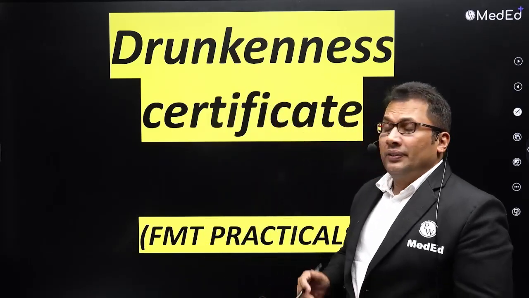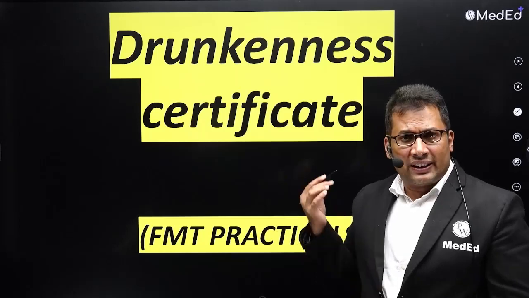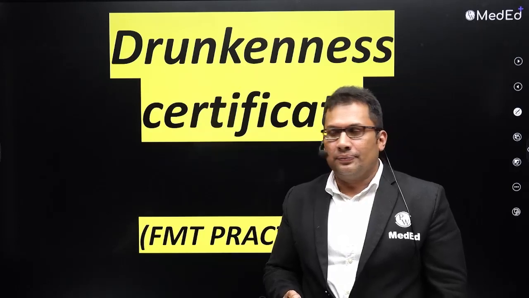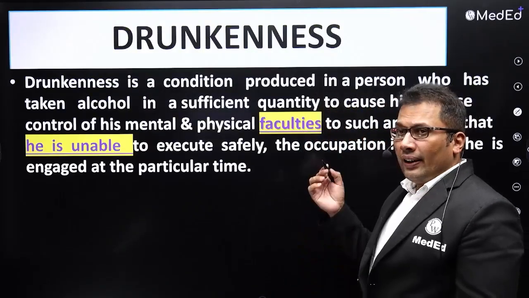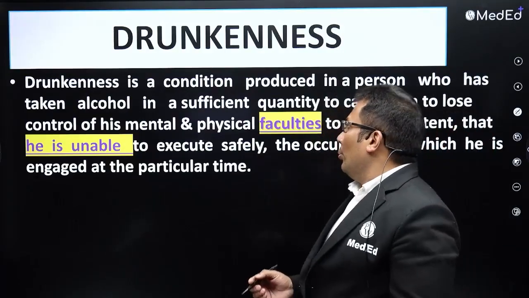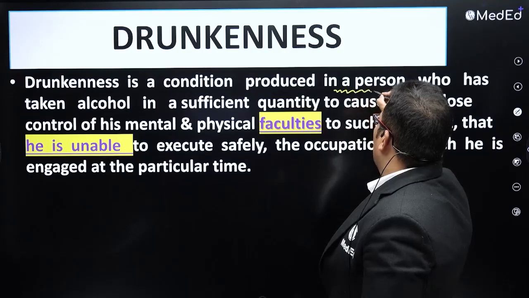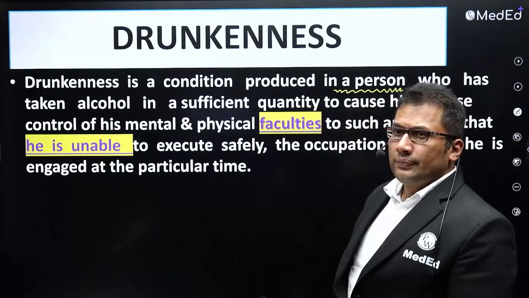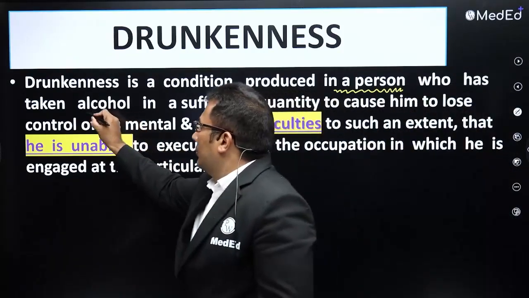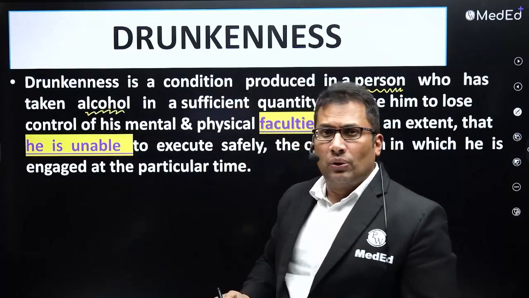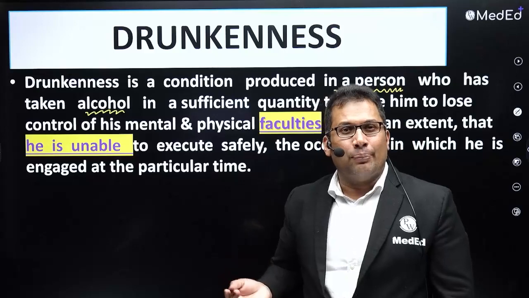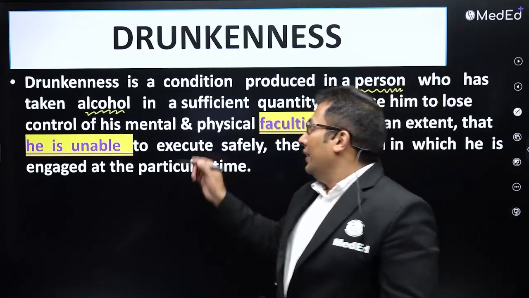So let's start with the drunkenness. The first thing you should know is what you mean by drunkenness. Drunkenness is a clinical condition produced in a person, male or female, who has taken alcohol. As you know, alcohol is a CNS depressant. The legal limit of alcohol is 30 milligram percentage in India.